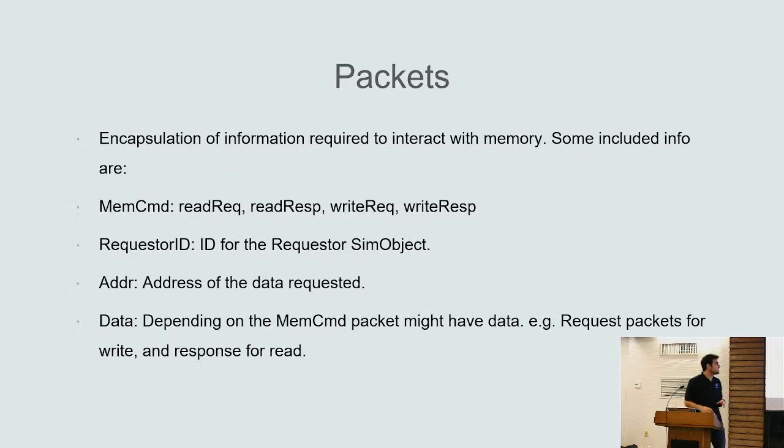So packet is basically an encapsulation of all the information that you need to be able to communicate and interact with memory. It has header fields like memory command. It could be read request, write request, read response, write response. It has a requester ID, which specifies what SimObject created this packet, what SimObject is requesting something. It's going to have an address. Basically, with every packet, you're going to access an address in the memory, which is specified by address.